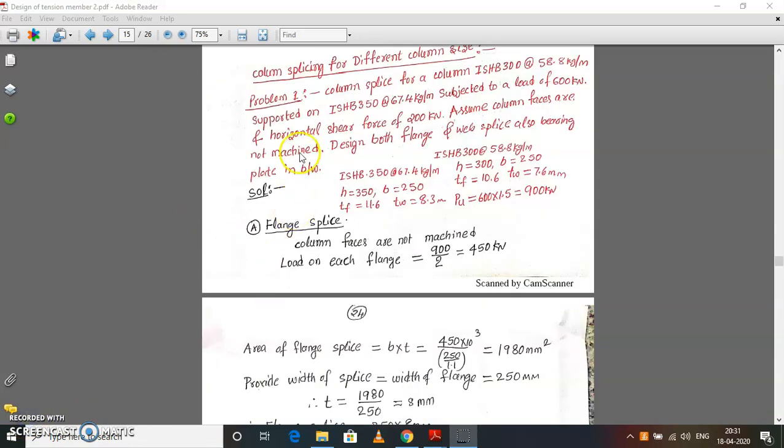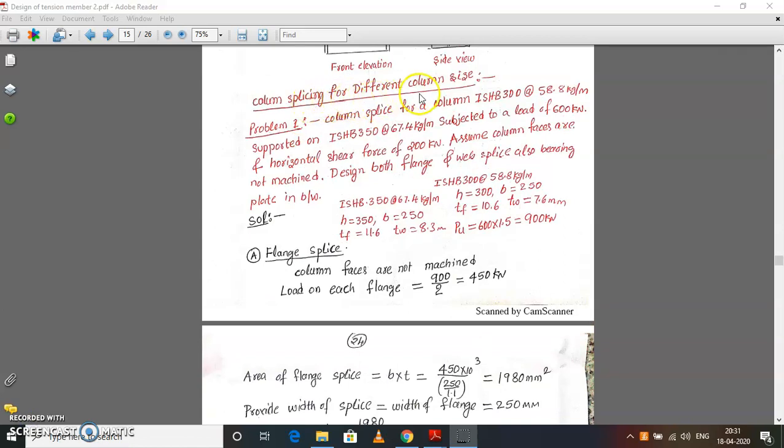And next, the second type of problem, column splicing for different column sizes. Design the column splice as well as web splice for a column ISHB 300 at 58.8 kg per meter supported on ISHB 350 at 67.4 kg per meter subjected to a load of 600 kilonewton and horizontal shear force of 200 kilonewton. Assume column faces are not machined. Design both flange and web splice, also bearing plate in between.